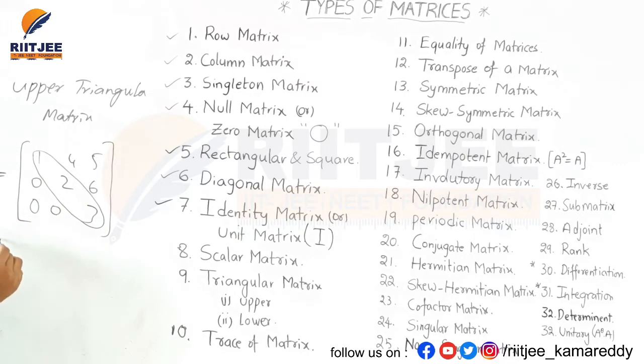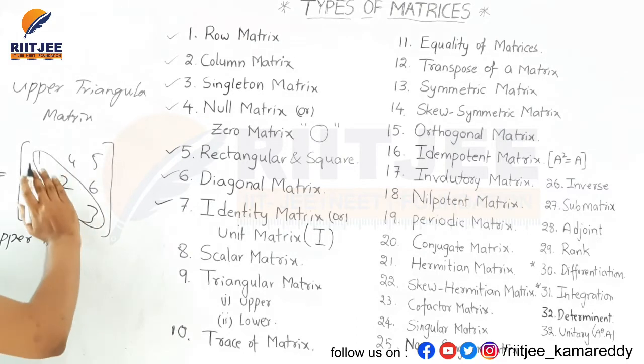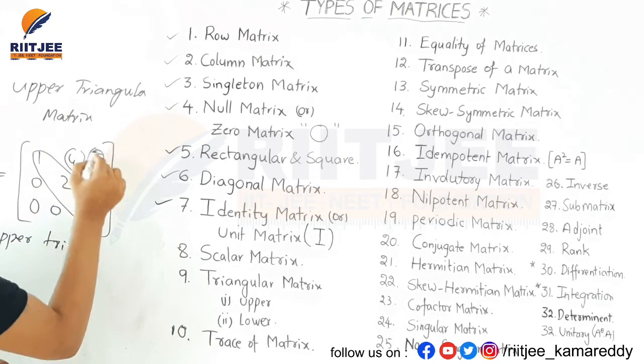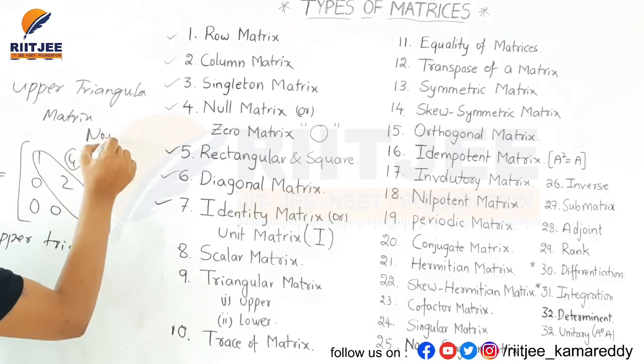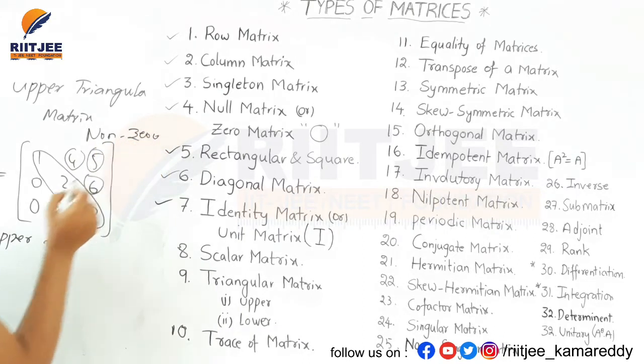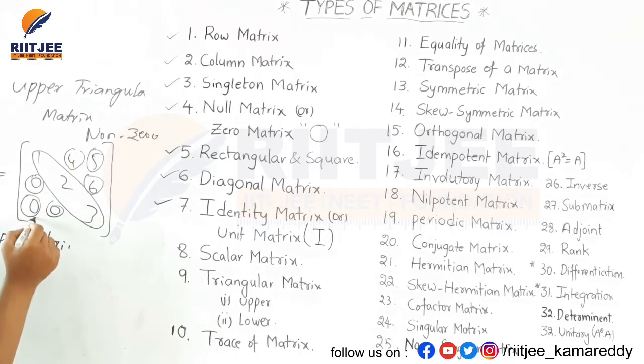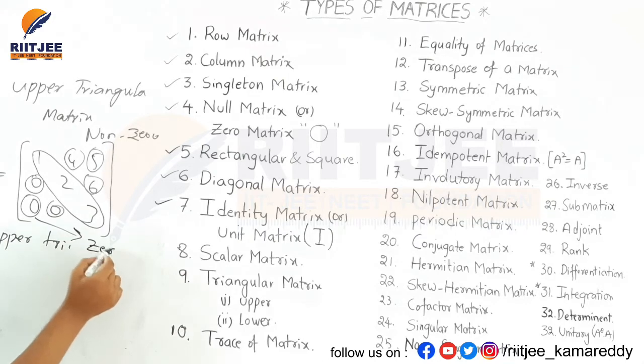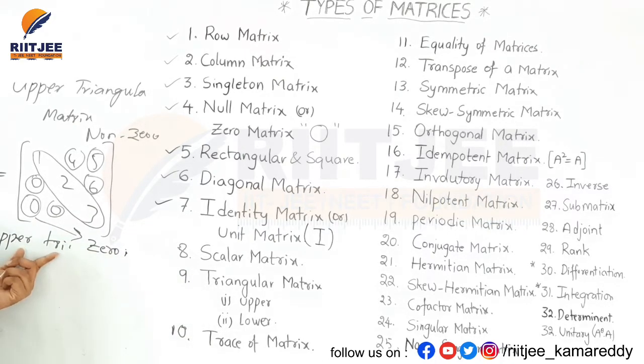Then it is called an upper triangular matrix. A matrix having non-zero numbers above the principal diagonal and zeros below the principal diagonal is called an upper triangular matrix.